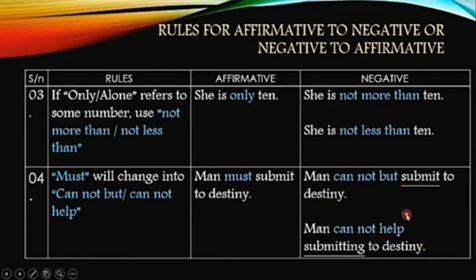Here, you have to notice one thing: after cannot but, the verb has not changed at all. Submit has been used in the same form, but after cannot help, there is an ing with the main verb, submitting to destiny. You should always be very careful whenever you're going to use cannot but or cannot help.